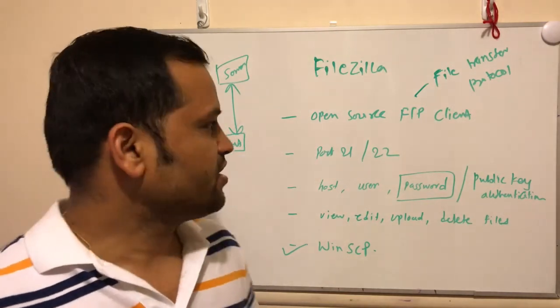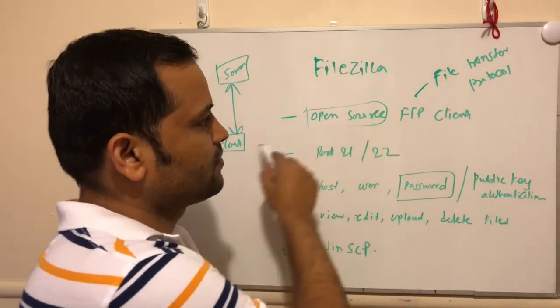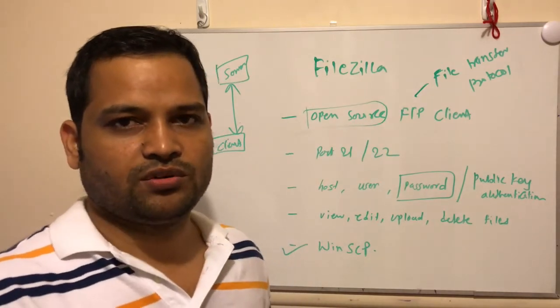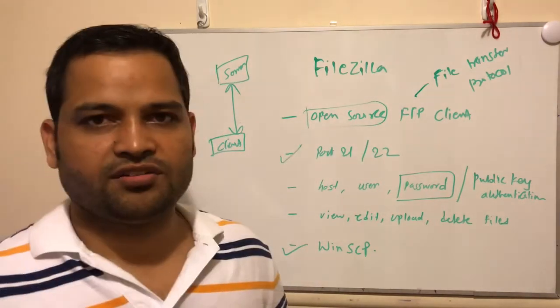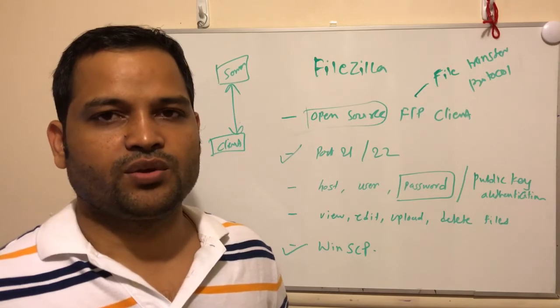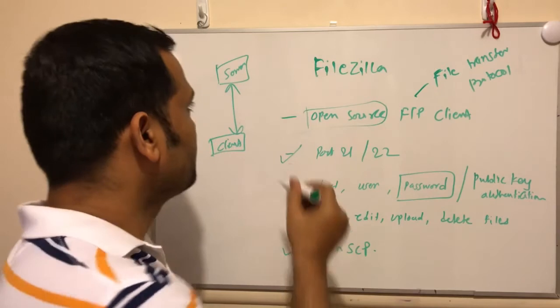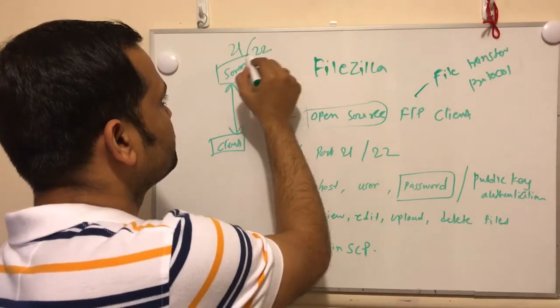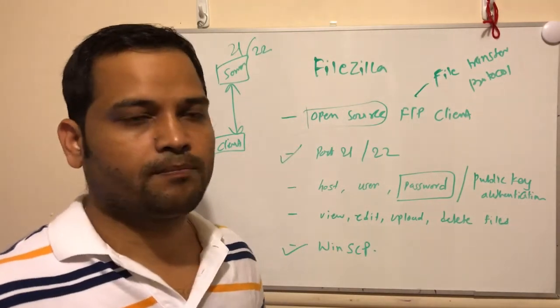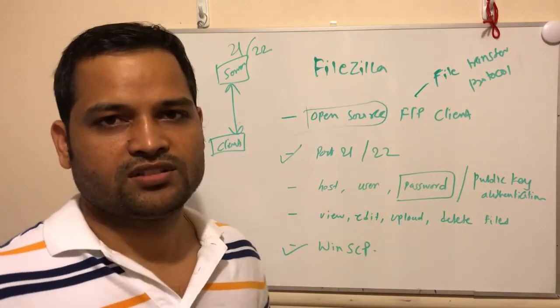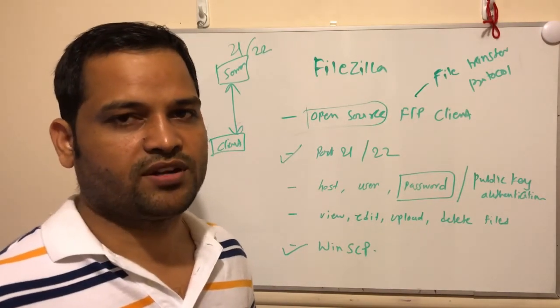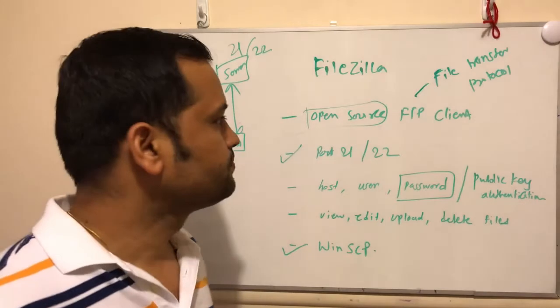One thing to notice is that this is open source. That means you don't need to pay to download and install this tool. It runs on port 21 and 22. So the server has these ports 21 and 22 reserved for this FTP protocol. But you can configure your server to run on other ports as well. But these are the default ports.